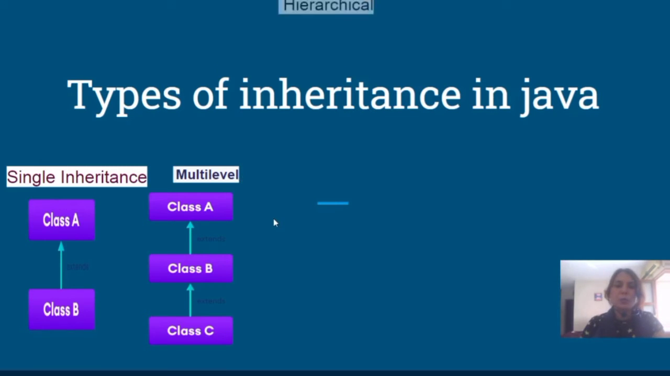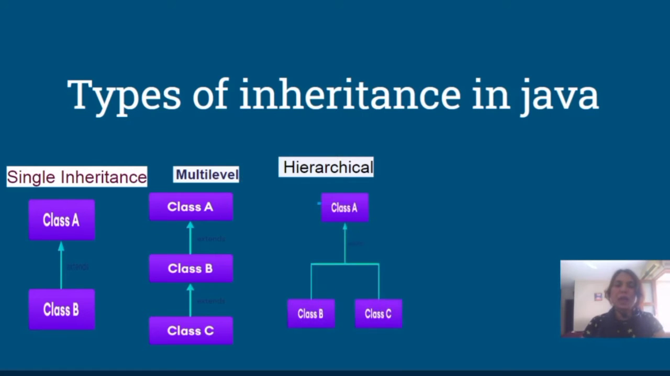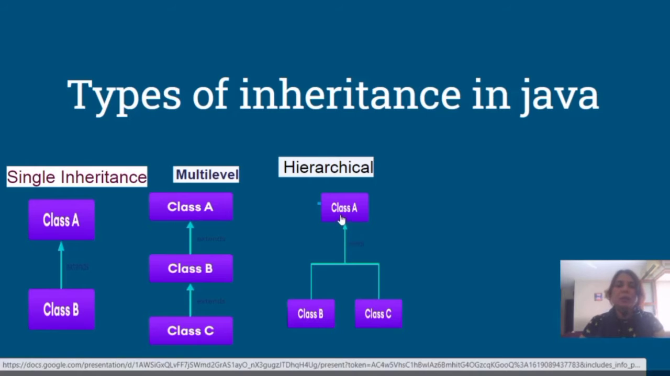And in the last lecture we saw hierarchical inheritance, where one class has two child classes, or we can say two child classes are inheriting the same properties of one parent.